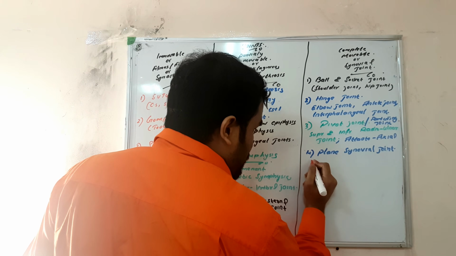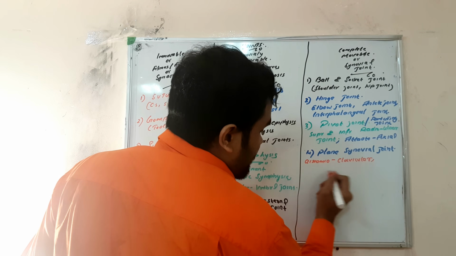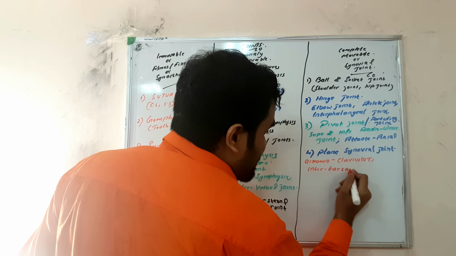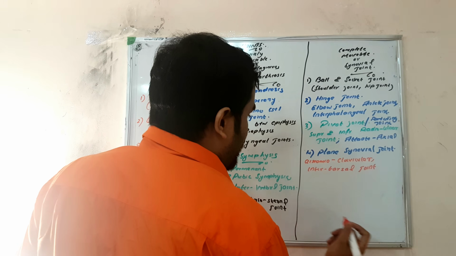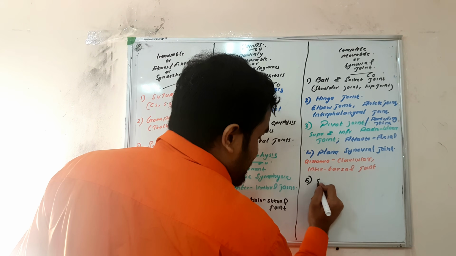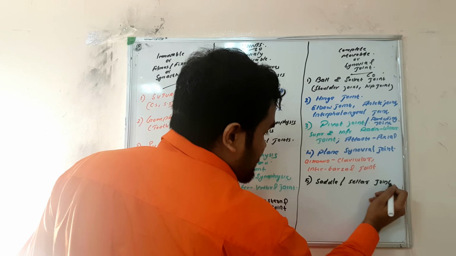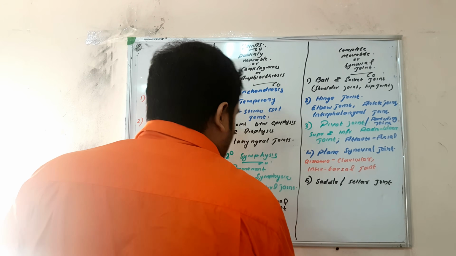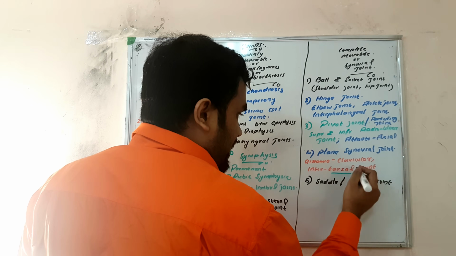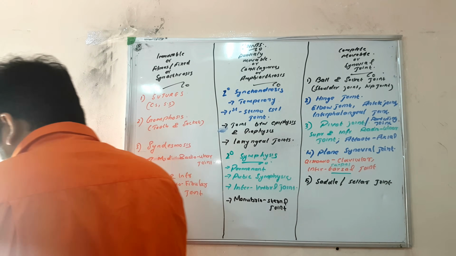The examples of plain synovial joint are the acromioclavicular joint and the intertarsal joint. Interphalangeal is here in hinge joint, intertarsal is here. Now, next one is the saddle or sellar joint. Next type of joint is saddle or sellar joint. Now in plain synovial, that is clear, right? Tarsal in the leg and carpal in the hands. They are clear.